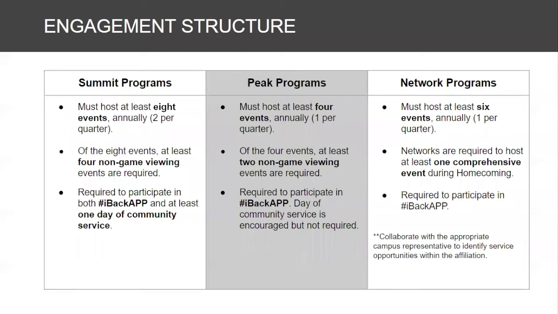So now let's talk about engagement structure or programming requirements for each group. We've got our summit chapters, again on the left, peak chapters in the middle, and our network programs on the right. Our summit programs, again, must hold at least 8 events per year, and we need 2 of those events to be per quarter. For our peak programs, they must host at least 4 events annually and have 1 event per quarter. Our network programs must host at least 6 events annually and have 1 per quarter. So summit programs, 8 total events, peak programs, 4 total events, network programs, 6 total events.